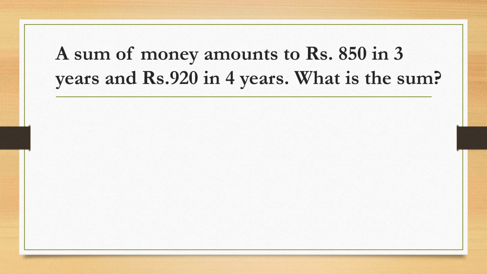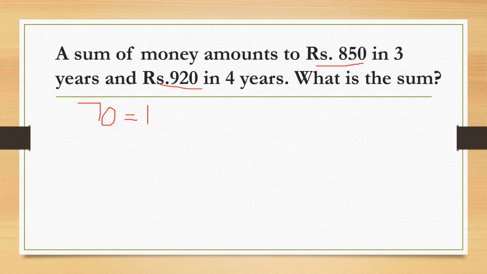A sum of money amounts to rupees 850 in 3 years and rupees 920 in 4 years. What is the sum? What is the difference between 850 and 920? That is 70 rupees. Here we can see there is a difference of 1 year, so the simple interest for 1 year is rupees 70.